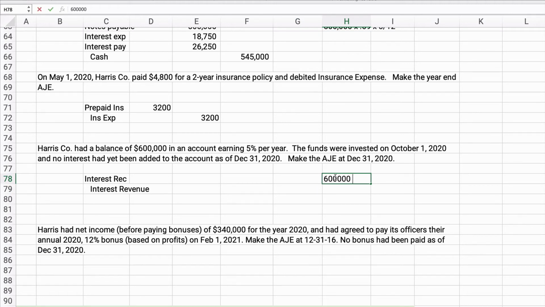So it's $600,000 times 5%. How many months are we talking about? Well, it's October, November, December, so we're talking about 3 months. So 3 divided by 12. So how much interest have we earned? 600,000 times 0.05 times 3 divided by 12. So it must be 7,500. That's how much we have earned. That's how much we will collect, but not until 2021.